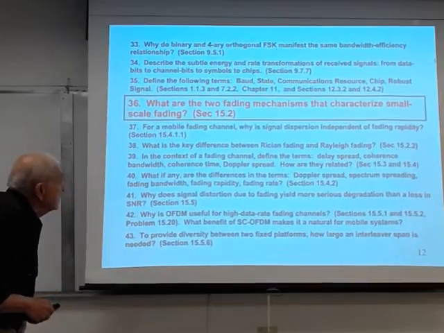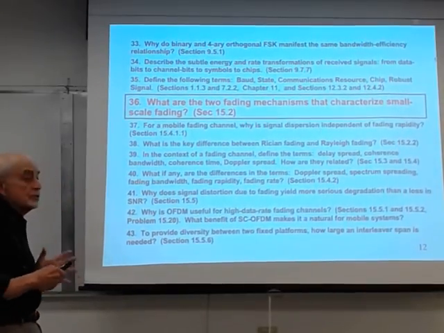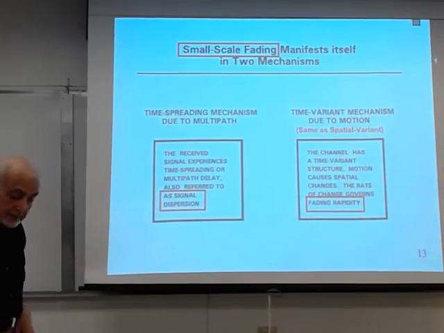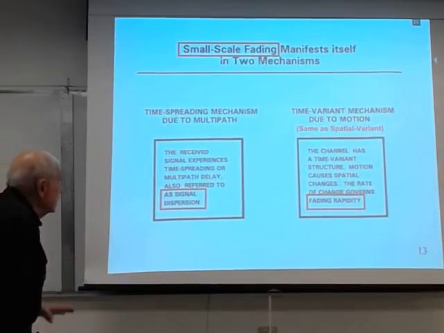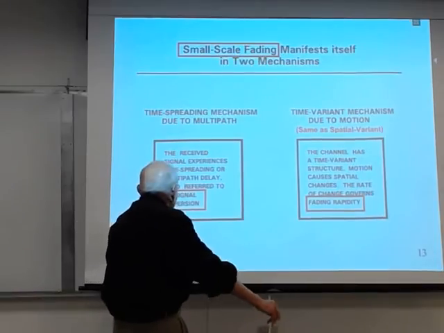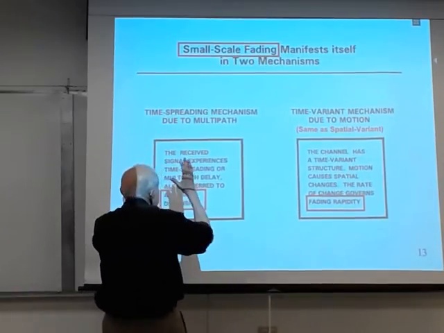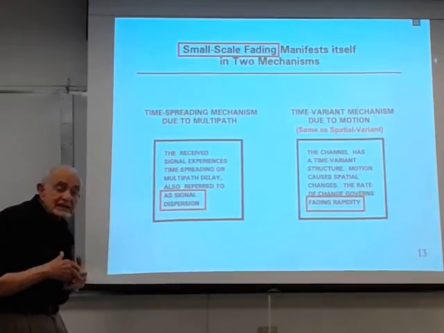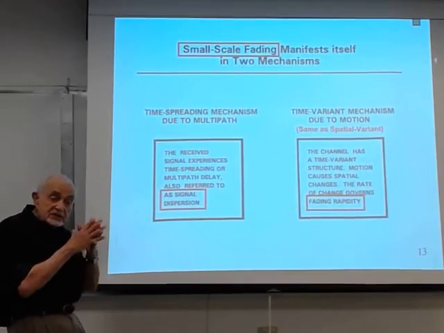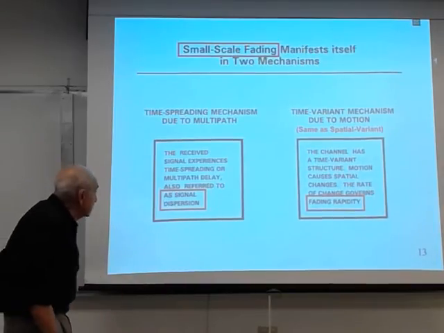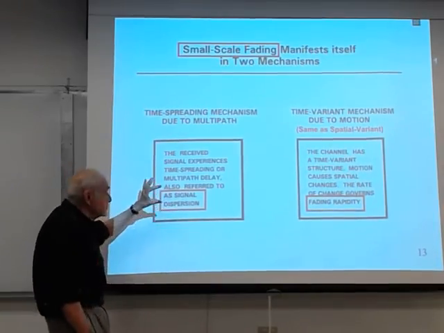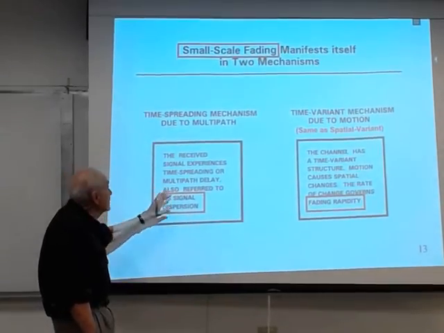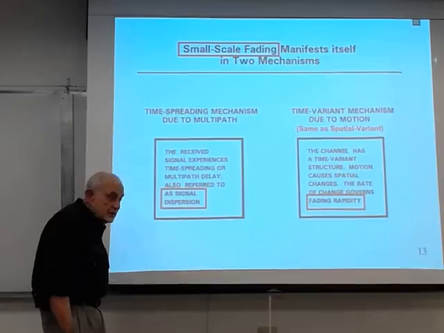What are the two fading mechanisms that characterize small scale fading? That's what our focus is on, small scale fading. So here they are. On the right-hand side, let's talk about this one first. There's the time spreading mechanism due to the multipath. That is, there's echoes. This is the time spreading that we're talking about, the echoes. So you can think of it as signal dispersion is the number one mechanism that's happening in small scale fading.